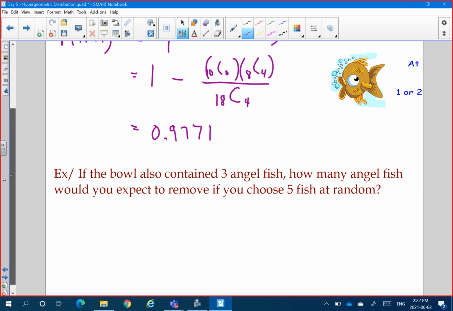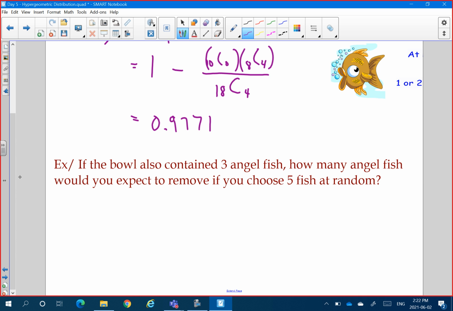Okay, question B, or the next question. If the same fishbowl also contained 3 angelfish, how many angelfish would you expect, there's that word again, to remove if you choose 5 fish at random? So expect, as soon as you see that, you're thinking expected value, and you're going to simply multiply the proportion times the number of trials. Well, 5 fish were chosen.